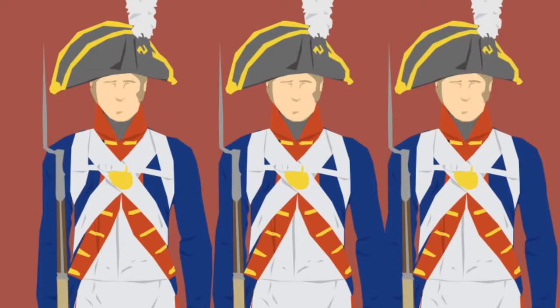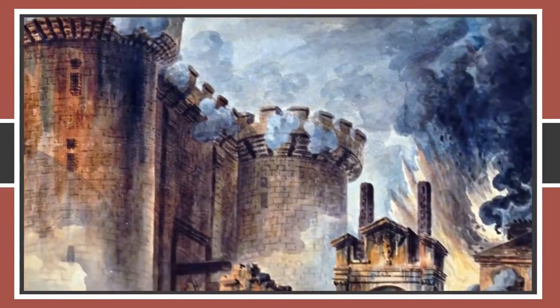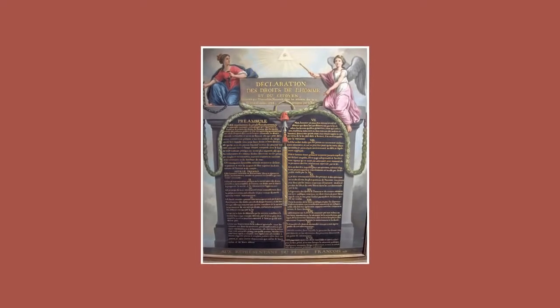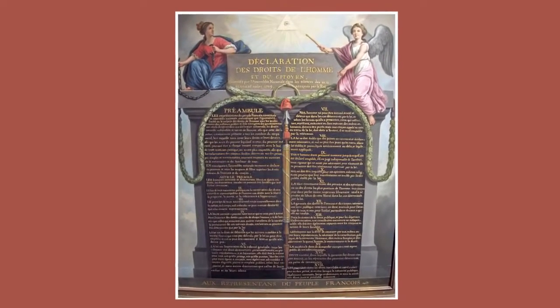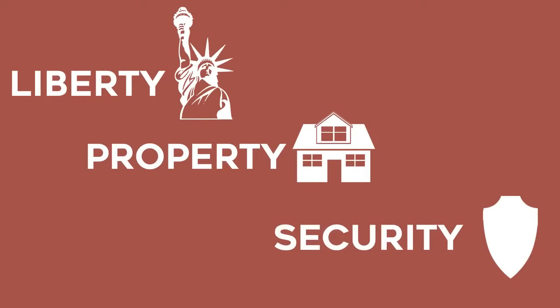Louis responded by sending troops into Paris to crack down on unrest, mainly due to the lack of food. The National Assembly replied by sieging the Bastille. They did this mainly for guns. On August 26, the National Assembly presented the Declaration of the Rights of Man and Citizen, declaring everybody has a right to liberty, property, and security.